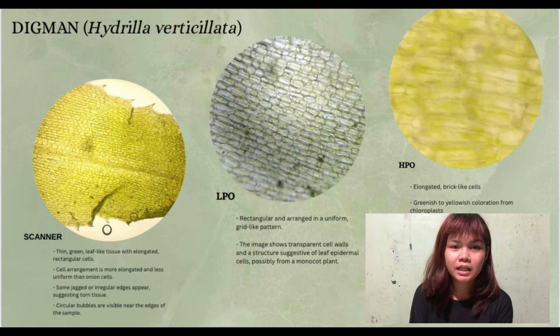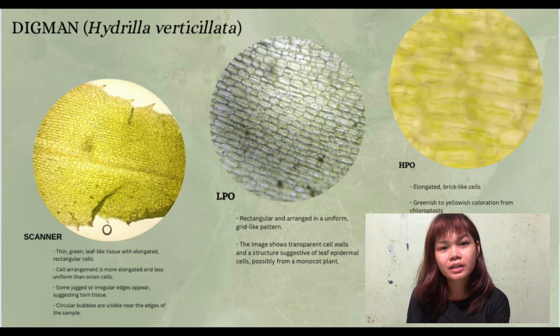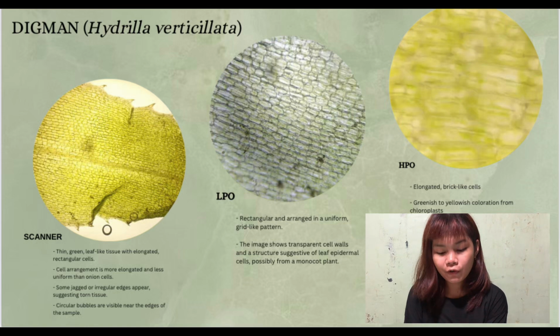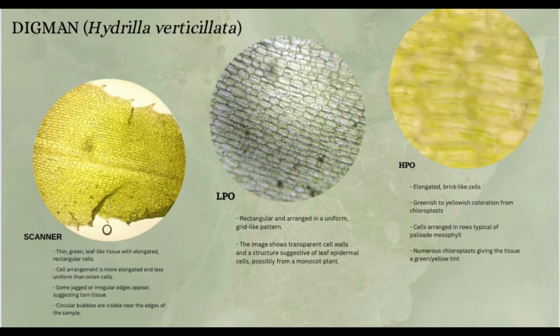Hello, I'm Marian Jane F. Galvante, and I'm here to discuss the results and discussion for the digman, also known as Hydrilla verticillata. In the scanner, we can see thin green leaf-like tissue with elongated rectangular cells. Cell arrangement is more elongated and less uniform than onion cells. Some jagged or irregular edges appear, suggesting torn tissue. Circular bubbles are visible near the edges of the sample.